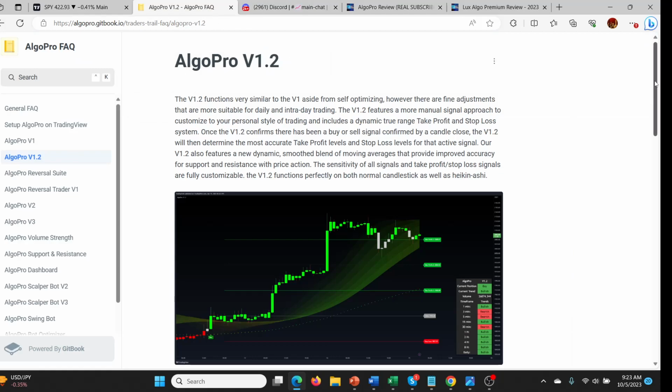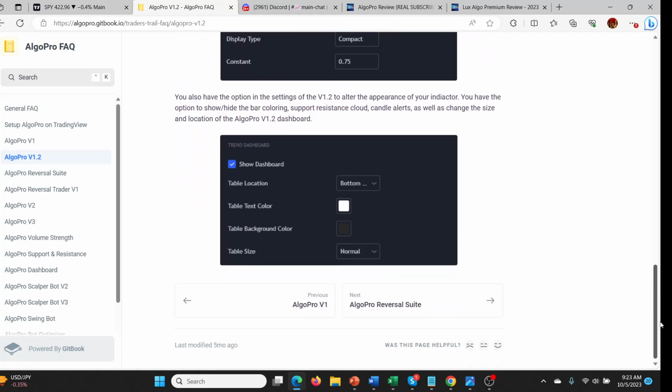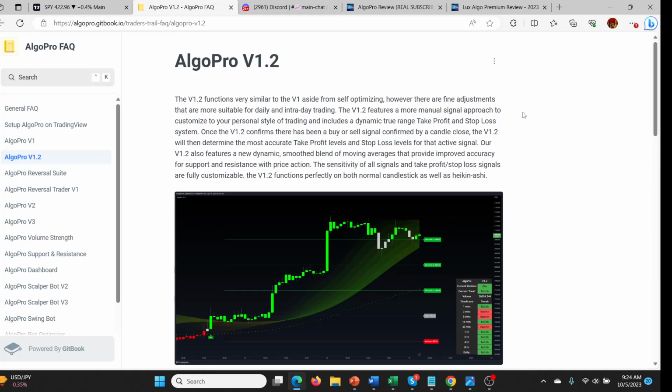So the guide isn't super helpful in this. I basically went through what I'm seeing there. That's basically all you get. So really not a lot more to say about version 1.2, except I like it. I think it's good, and I think it's going to provide some good trading signals.